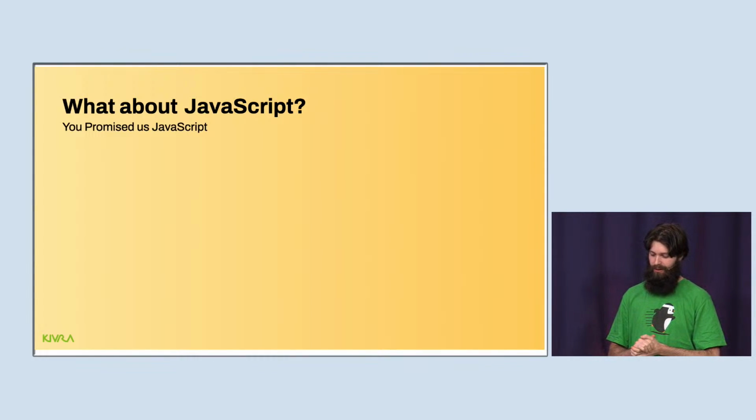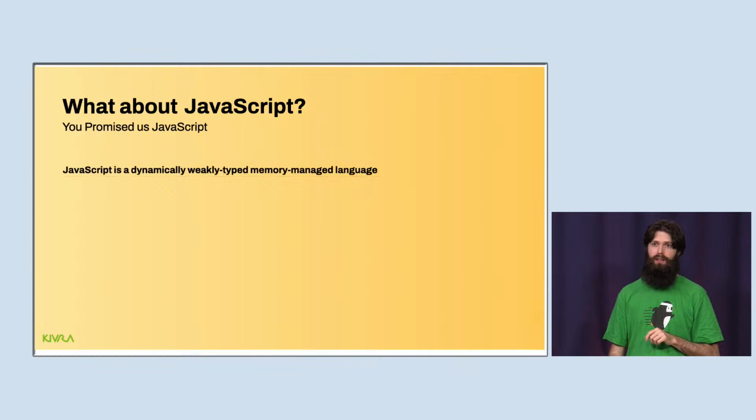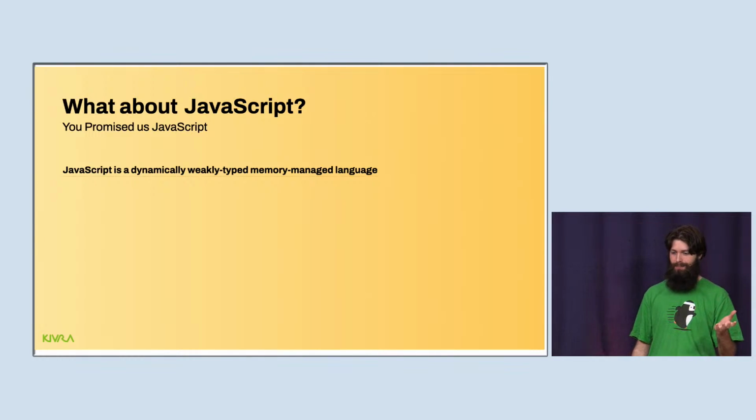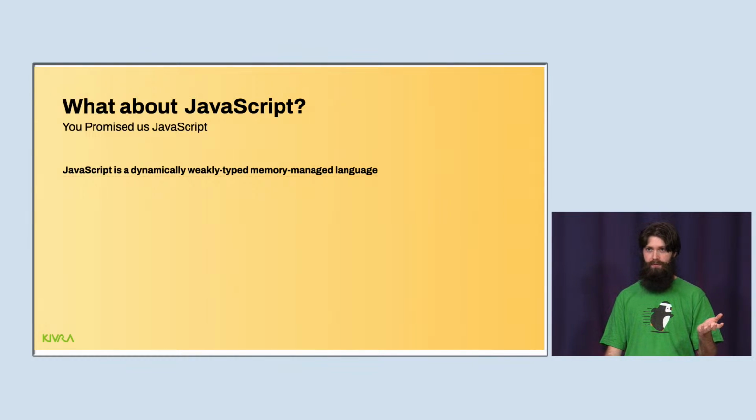For those that don't know, I'm going to do a brief introduction to what the JavaScript language is. And then we're going to talk about promises and stuff. So JavaScript is a dynamically, weakly typed, memory managed language. The complete opposite of OCaml. Okay, so dynamically typed, what does that mean?